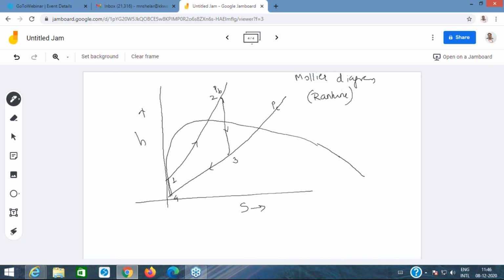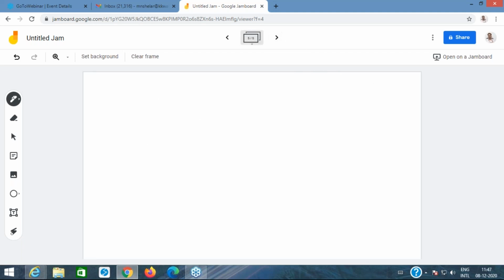So as I will just repeat, 1 to 2 is a constant pressure heat addition process, 2 to 3 is an isentropic expansion, 3 to 4 is a constant pressure heat rejection, and 4 to 1 is an isentropic compression. So this is the representation of the Rankine cycle on a Mollier diagram or enthalpy entropy diagram. Similarly, you can draw the pressure volume diagram also, right? But that is not my purpose now. My purpose now is to go to an analysis of this Rankine cycle.